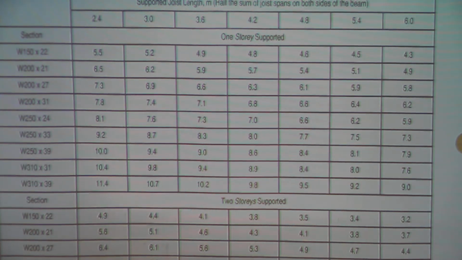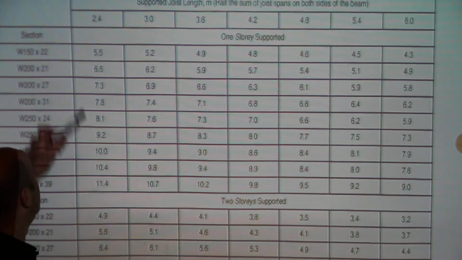All right, this is right out of your code book. This is page 146. It is the span chart, table 923.4.3, maximum spans for steel beams supporting floors and dwelling units. So again, that's table 923.4.3. Let's have a look.